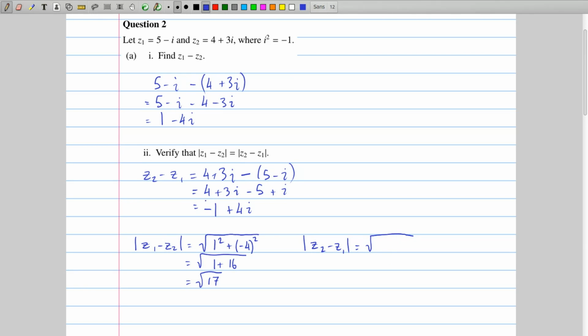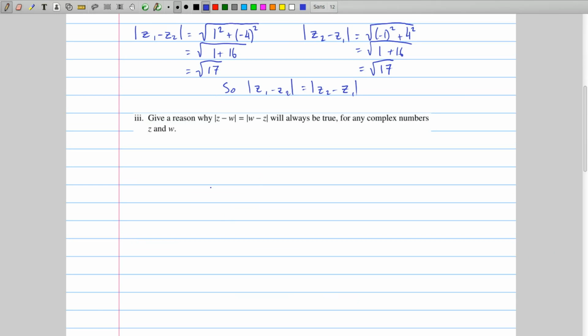So again, I'm looking for the real part, which is a minus 1, and that gets squared, and then the imaginary part is a 4, and that gets squared as well, so I get a 1 plus a 16, which is root 17. And so both of these turn out to be root 17, so I can say that the modulus of z1 minus z2 is equal to the modulus of z2 minus z1, because they both turn out to be root 17.